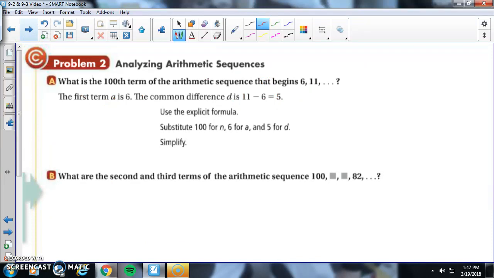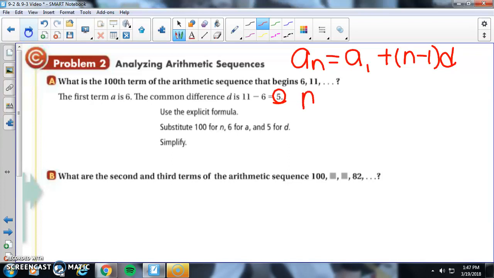What is the 100th term of the arithmetic sequence that begins 6, 11, and so on? If we're finding the 100th term, we have to look at A sub n is equal to A sub 1 plus n minus 1 times D, and we need all of this information. We can find D by doing 11 minus 6, which is 5, so that's our common difference. We're looking for the 100th term, so n is equal to 100. And we know our first term is 6, so we plug it in.